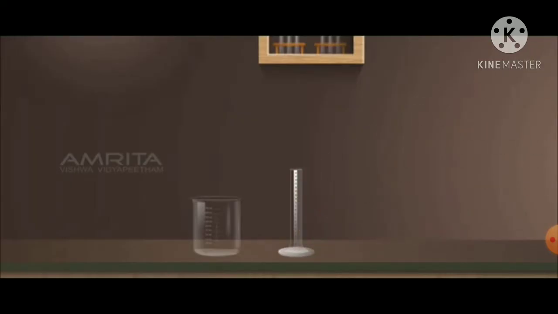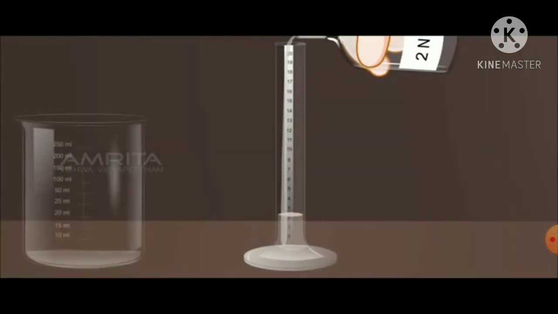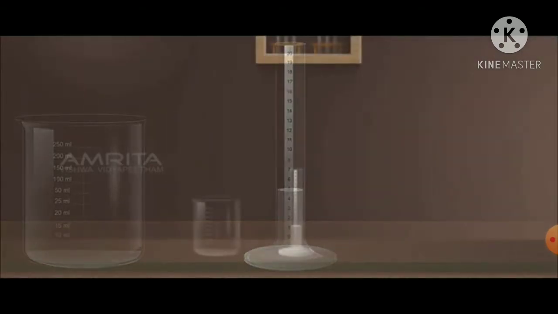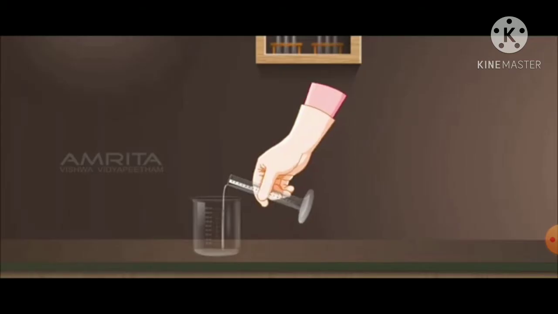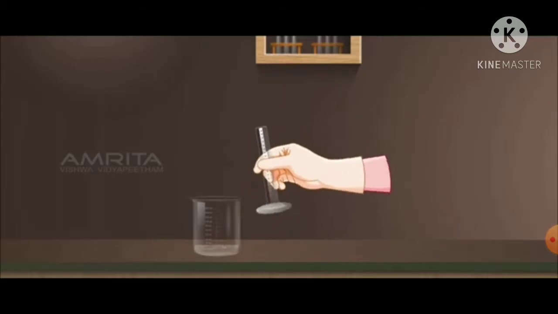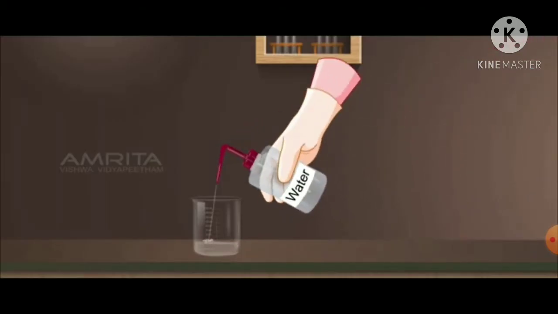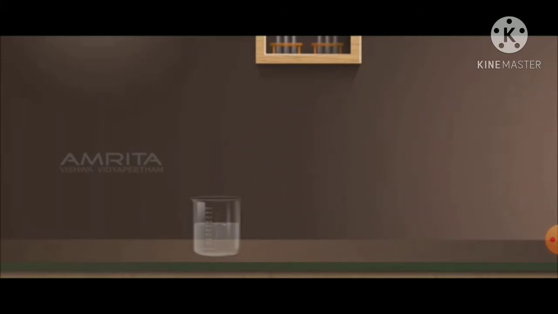Take about 5 ml of 2 normal HCl into a measuring cylinder. Add it into the beaker containing barium chloride solution. Pour some distilled water into the solution. Stir the solution using a glass rod.